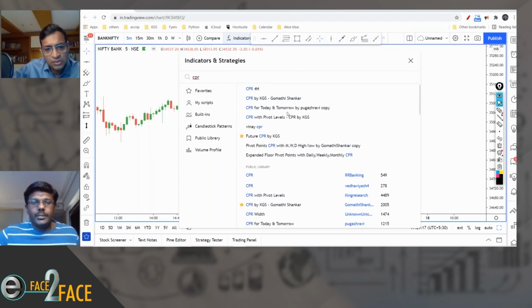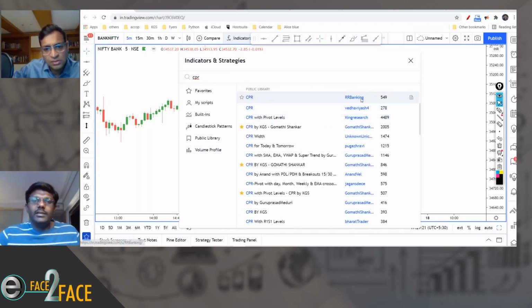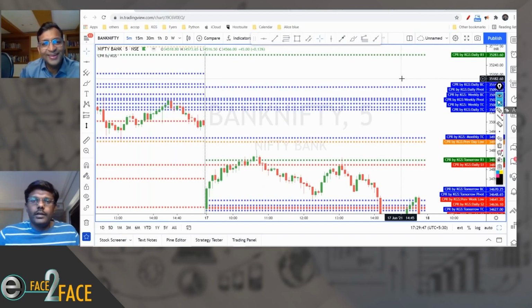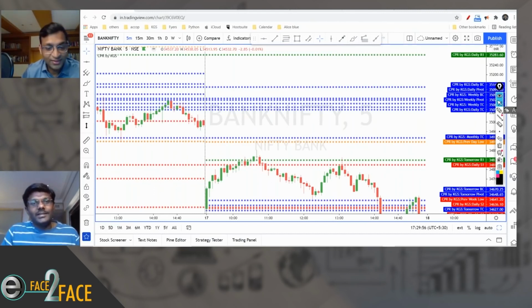As soon as I search for CPR under public libraries, you can see many CPR levels, and I have even custom coded this CPR. You can check my name, Gomathi Shankar. So I am selecting one. Actually, I have coded 3-4 CPR indicators, but all are having the same features, so you can select anything. Let me select the first one. If they're the same, why have we coded multiple? Because of the keyword, because few people will be searching for central pivot, few people will be searching for CPR. The keyword is something that matters.